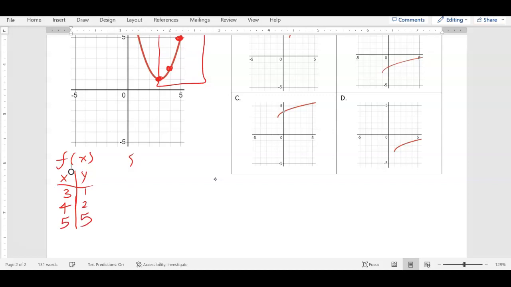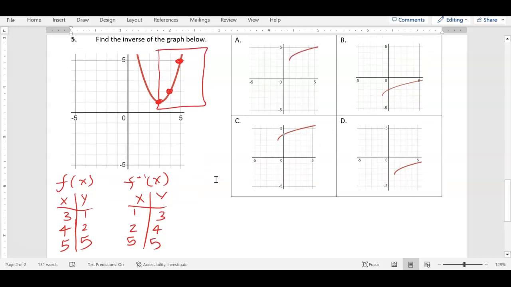Our inverse function is going to be 1, 3, 2, 4, 5, 5. So let's plot those new points on the original and see which one matches over here. 1, 3, 2, 4, 5, 5. So I need a graph over here that has 1, 3.